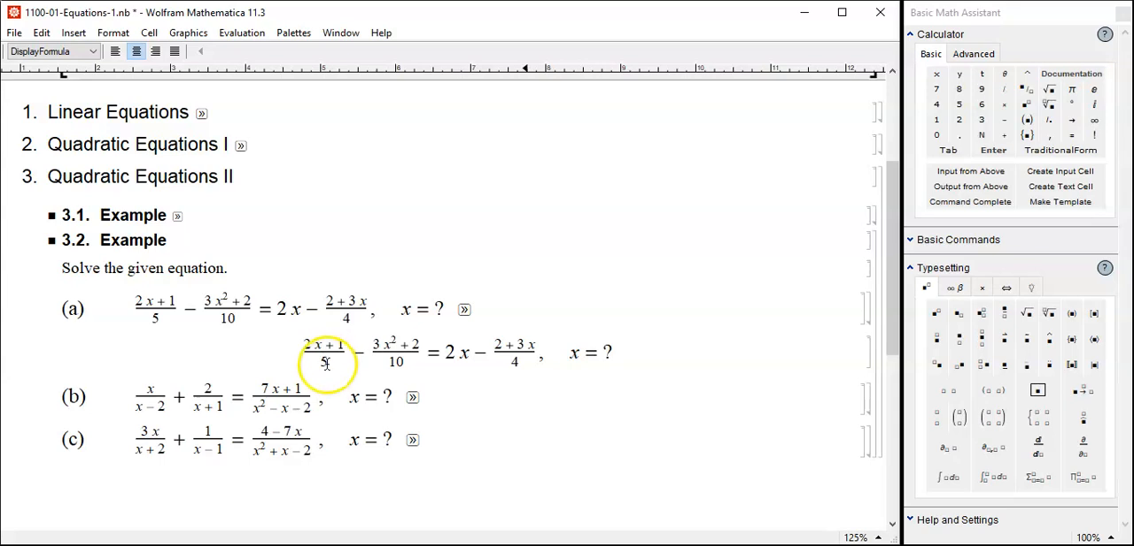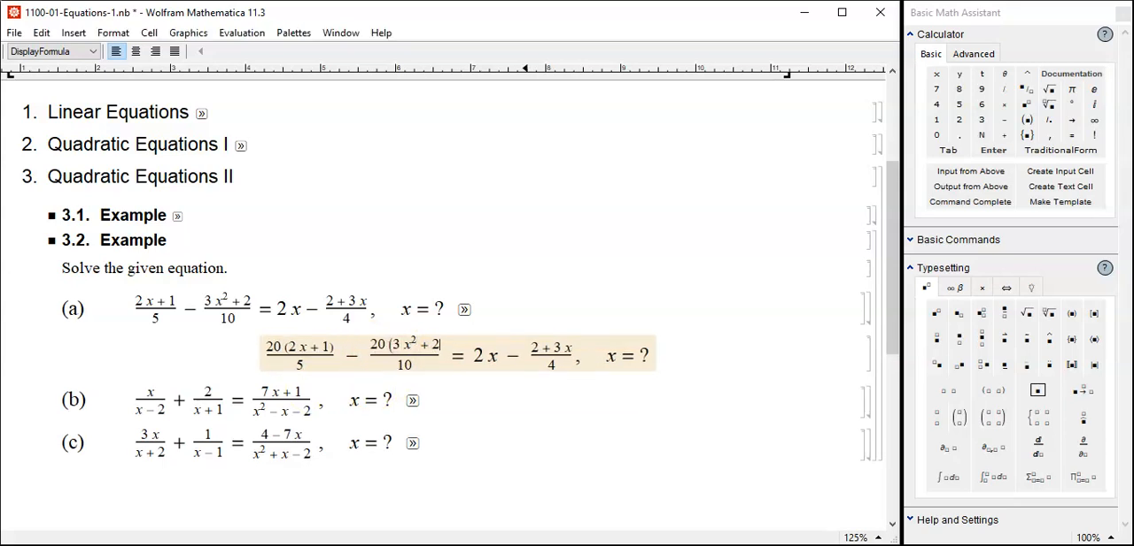So what do I multiply here? 5, 10, and 4. So what's the LCD here? The LCD here is going to be 20. So multiply 20 to each factor. I mean, multiply 20 to each term, excuse me. And then you can eliminate the denominator before anything else.